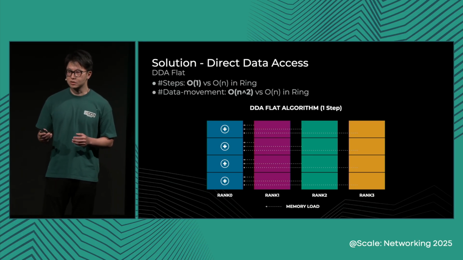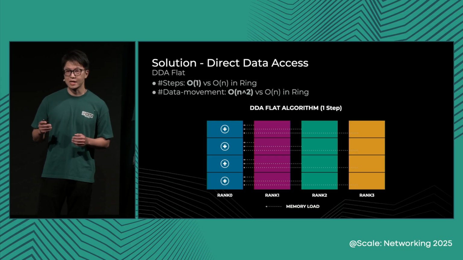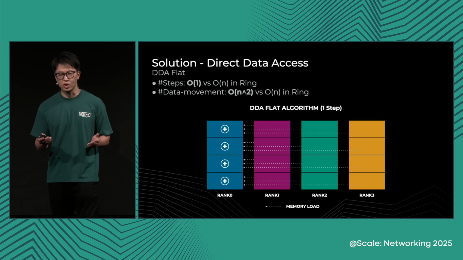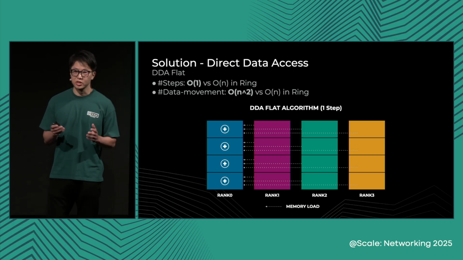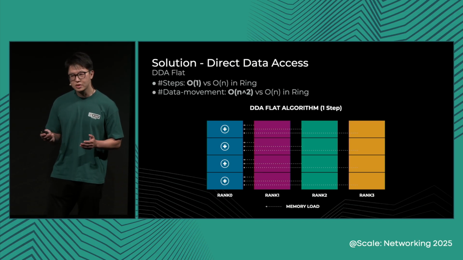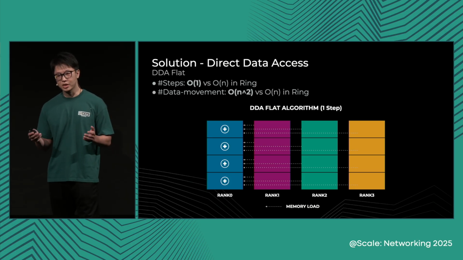So DDA flat will let each rank directly access the data from every other rank and perform reduction locally. This will greatly reduce the number of steps to O(1) by paying the cost of moving an extra amount of data. In fact, we are moving O(n²) data compared to O(n) in ring. But since the data size is pretty small, we expect DDA flat will outperform the NCCL all reduce baseline, ring-based, for smaller messages.